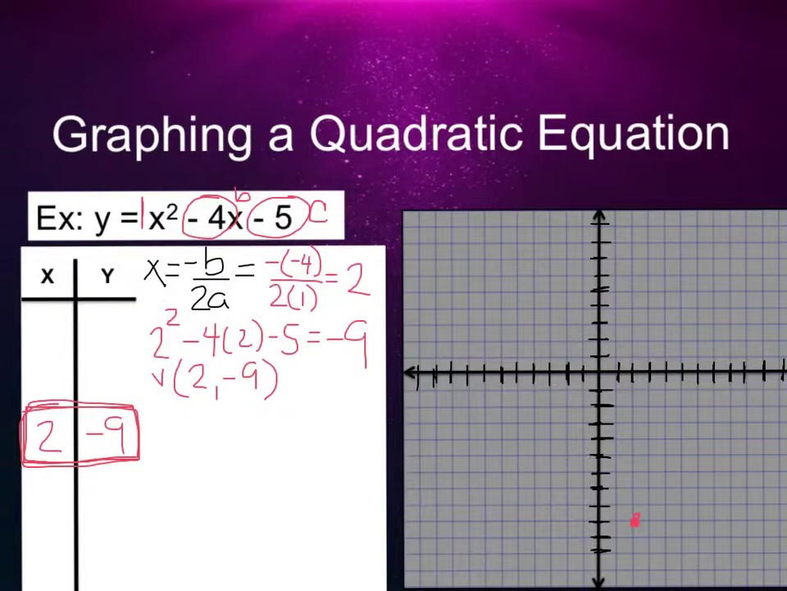2, 9. And then my axis of symmetry is x equals 2, which is this dotted line. So my parabola will be split in half on this dotted line, and it's going to have a lowest point of (2, -9). Now step 2 says pick two x values that are greater than and less than 2. So you can use the graph to even help you do this.